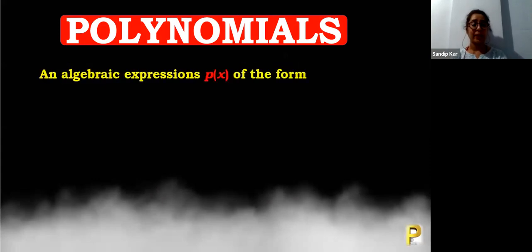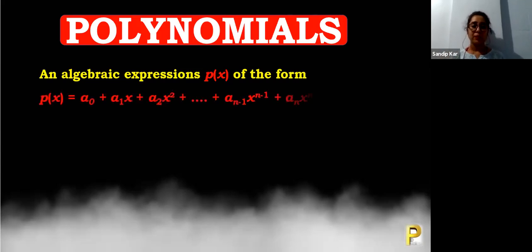It is an algebraic expression, like the typical mathematical definition of polynomials. It is an algebraic expression p of x of the form... Now, what does p of x mean? p of x means polynomial of x. Why polynomial of x only? It can be any alphabet, whatever alphabet we have in the question. It can be p of y, z, q, a, b, anything. Of the form p of x equals a0 plus a1x plus a2x squared plus till an x raised to n.